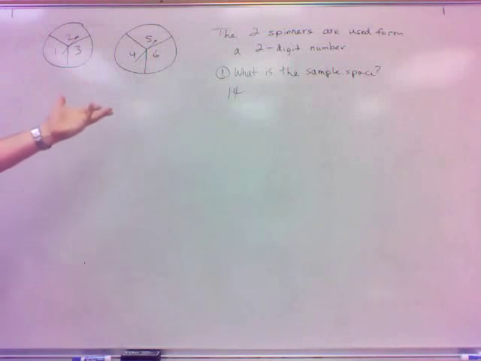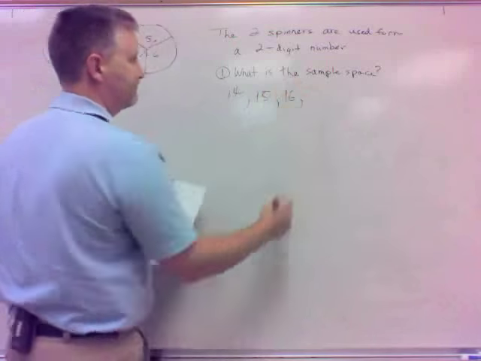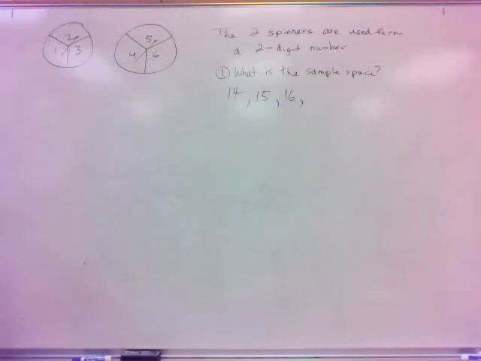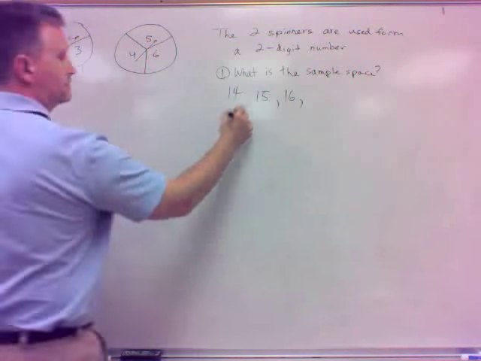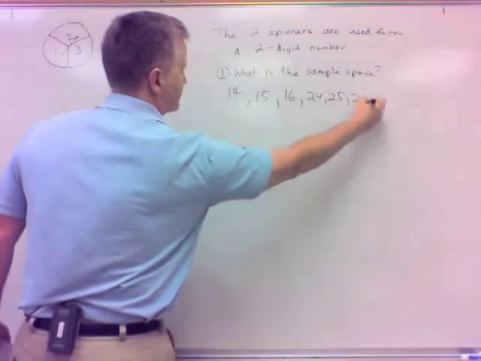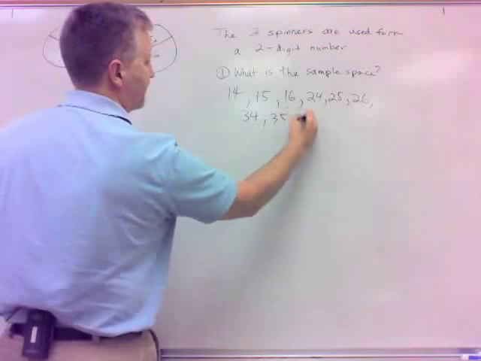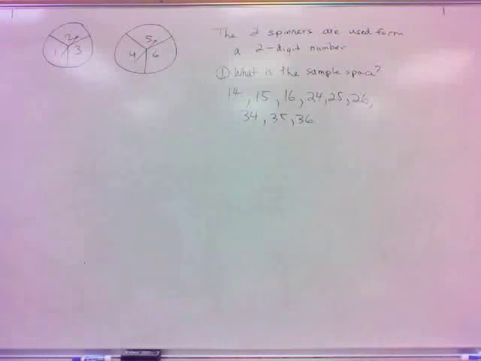Or I could get, next, a 15, right? 16, with me on that? Then what would be next? 24, 25, 26, or I could get 34, 35, 36, right? Those would be the outcomes I could get. With me, okay. All right, number 2.